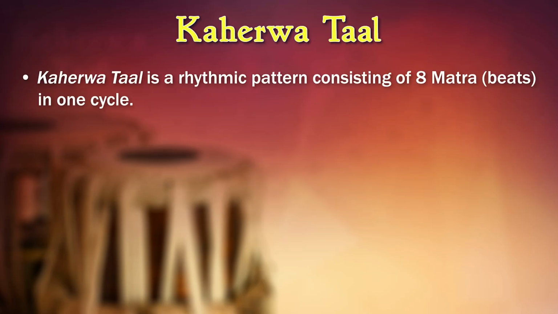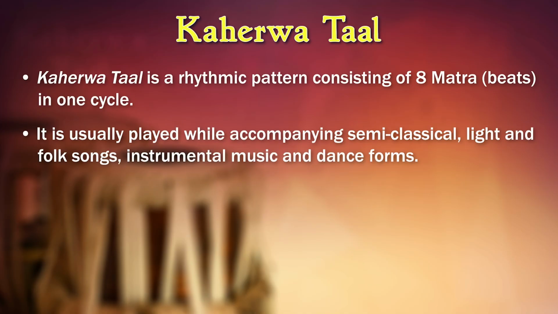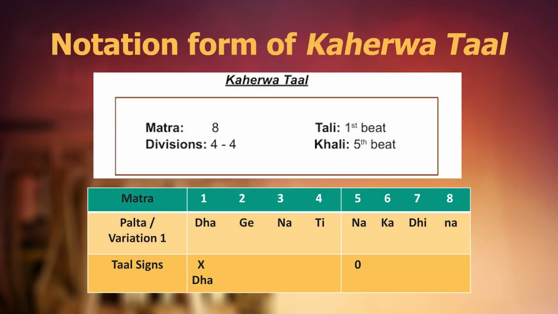Today we will study the Theka of Kaherwa Taal, a rhythmic cycle of 8 matra. It is usually played while accompanying semi-classical, light and folk songs, instrumental music and dance forms. The following notation gives us the structure of Kaherwa Taal. Kaherwa Taal consists of 2 vibhags of 4 beats each. Sam is found on the first matra, while Kali is on the 5th beat.